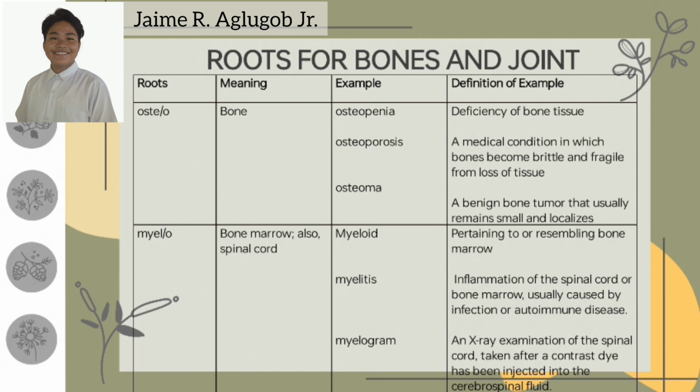From the word itself, oste means bones and oma means tumor. Therefore, the definition for osteoma is a benign bone tumor that usually remains small and localized. When we say localized, it is only in a certain area. And since it is a benign tumor, it is not deadly.